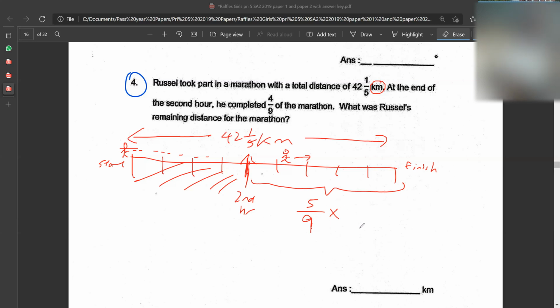42 1/5, you can write it as an improper fraction. 42 times 5, ask calculator, 210 plus 1, 211. 211 over 5. Cancel the 5. So 211 over 9. 211 over 9 kilometer, or in mixed number, that is 23 4/9.